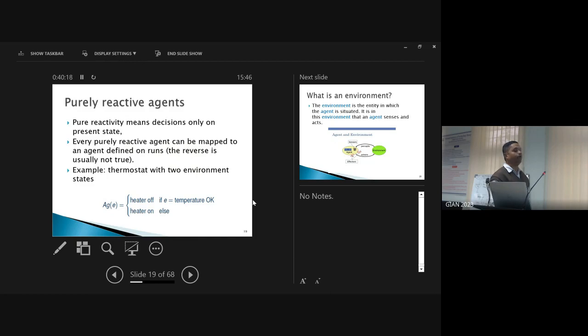Thermostat with two environment states. Agent, AG, is the agent and E is the environment. Thermostat off, heater off, if E is equal to temperature, okay. Else, heater is on. These are the only two states. So there is a sensor which can sense the environment and the temperature of the room, and based on the temperature of the room, it switches between off and on.